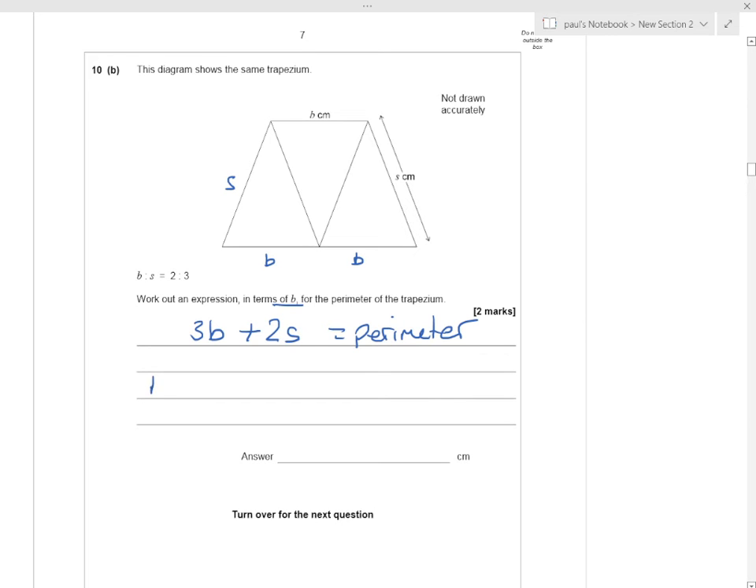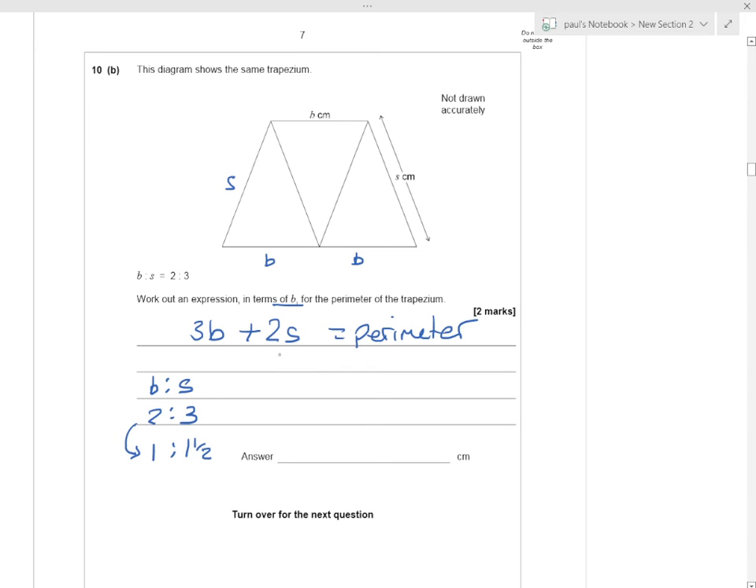Now if we've got B to S is 2 to 3, and we've got two S's, it's like having three B's and two S's. So if we have 1B, that will equal half of that, which is 1.5 S's. So 1B is 1.5 S's.